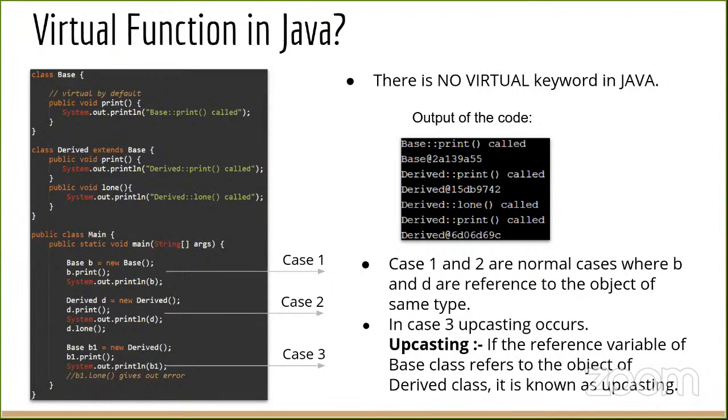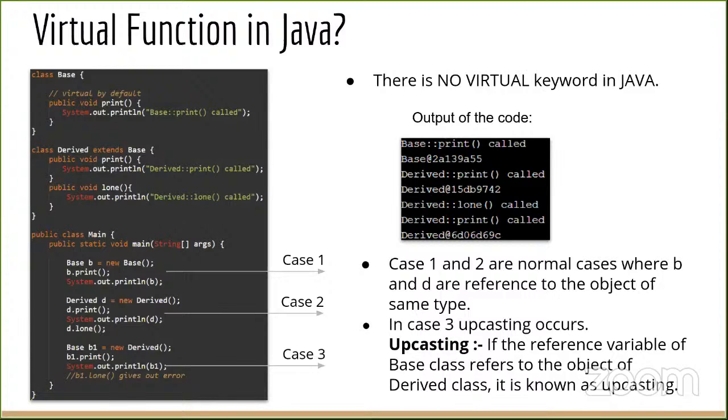So let's see this example. In this example, in the base class, the print function is virtual by default, and in the derived class there are two functions: the print function which is there in the base class, and another loan function which is not there in the base class. In the main function, in case one, I declare an object of type base, and it is being pointed to by a reference of type base only. In case 2 also, the same thing happens for the derived class. So case 1 and case 2 are normal classes, and B and D are references of the object of the same type.